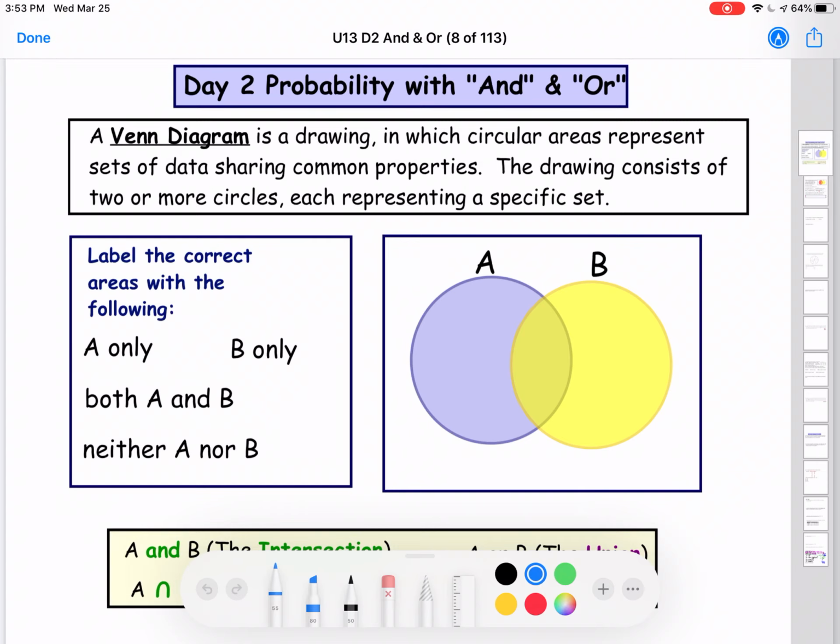Okay, guys, here we go. Day 2, probability with and or. I'll try to keep this video much shorter than day 1. That got away from me a little bit. We won't do every question. All right.